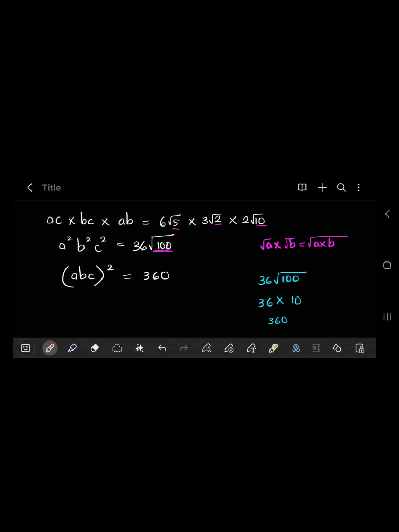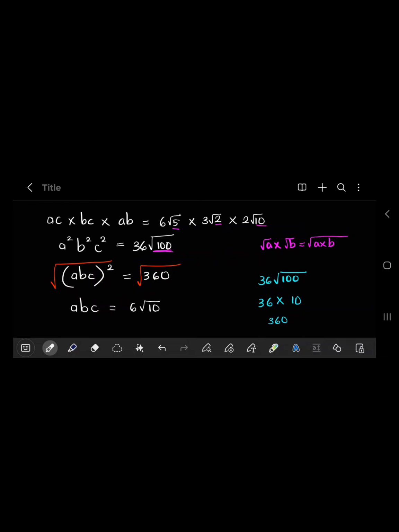Now the next step would be for you to square root both sides, since you want to get rid of the square. So we square root both sides. On the left hand side, the square root and the square cancel each other out. We're left with ABC. And on the right hand side, square root of 360 can be simplified, and you should get 6 root 10.